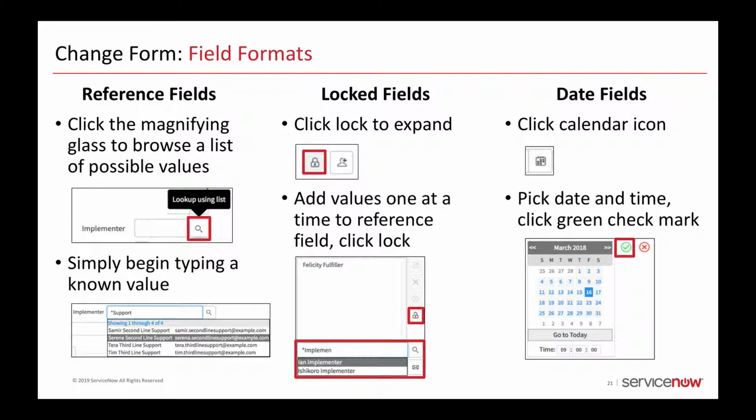Fields that require a date or time display a calendar icon. Click the calendar icon to select your month and date, and then manually type the time. Click the green check mark to save your selected date and time.